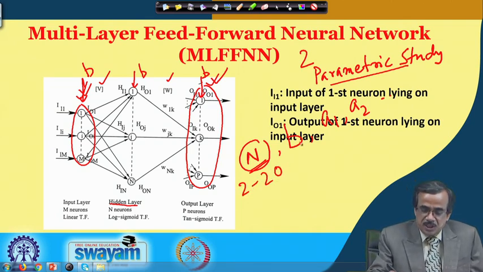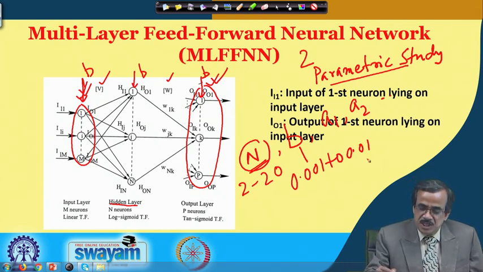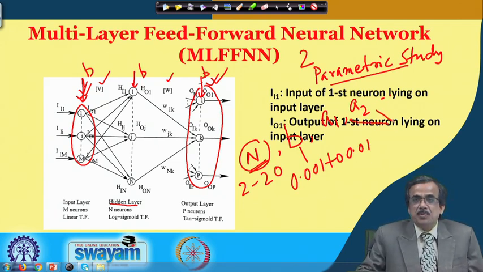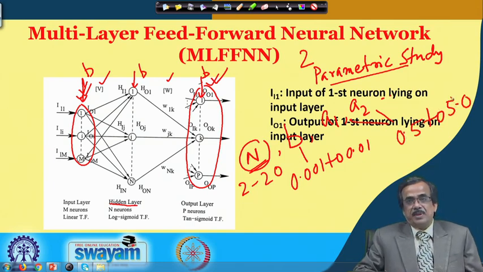Now, I can also put the range for this b. Might be it is 0.001 to say 0.01, something like this, and for this A 1 and A 2 I can also put the range. Might be it is 0.5 to say 5.0 and so on.